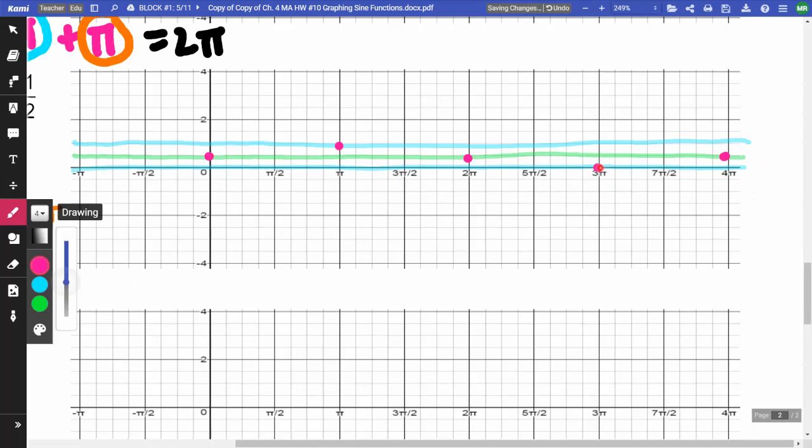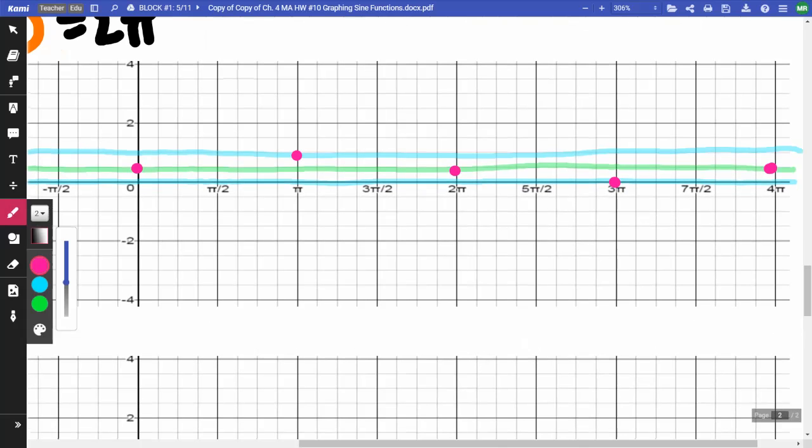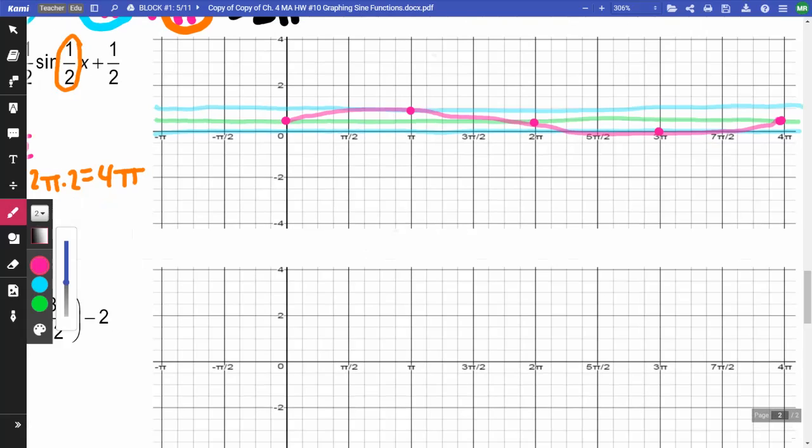And then I'm going to connect these points. So then we just need to connect it. Let's see. Zoom in a little bit. And there's our graph.